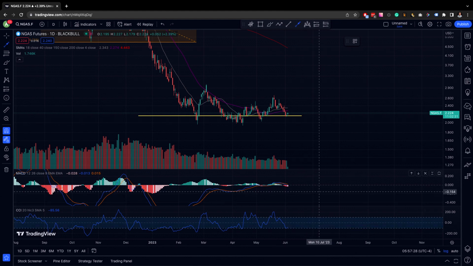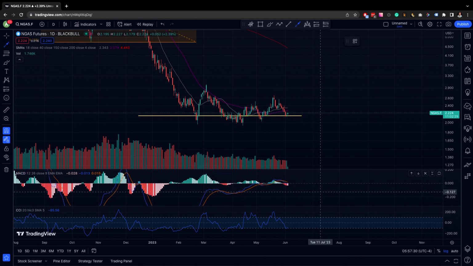What I don't love right now is the MACD, but if we close today green, I will absolutely be enamored with the MACD, because it might make what is called a zero line reversal, which is usually a very bullish sign.